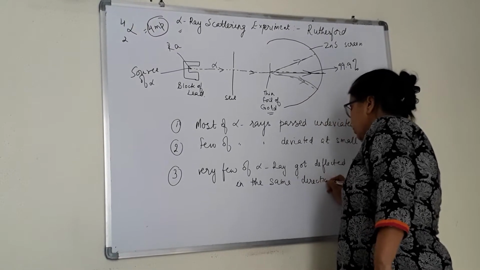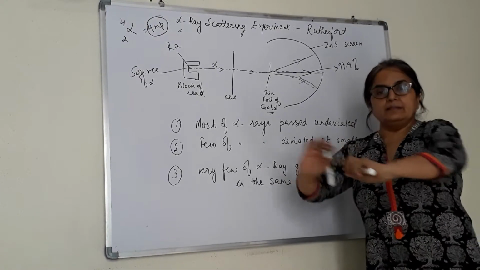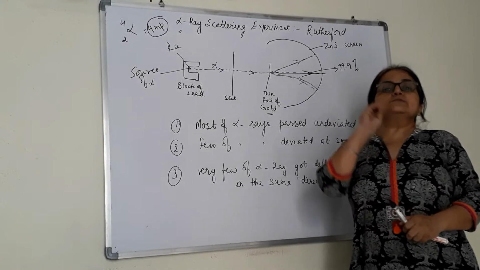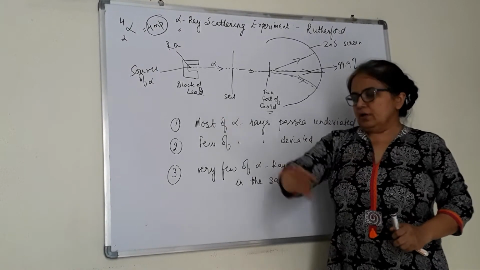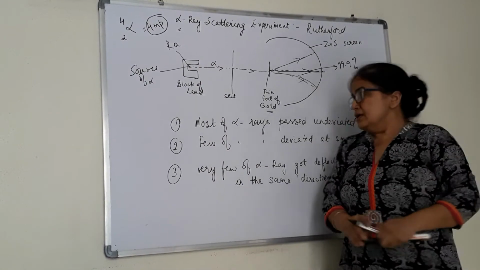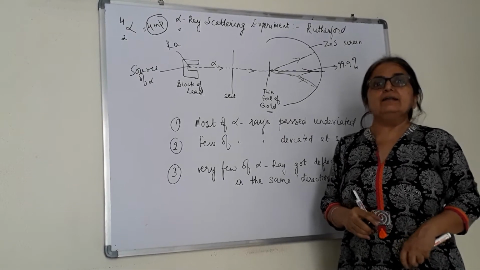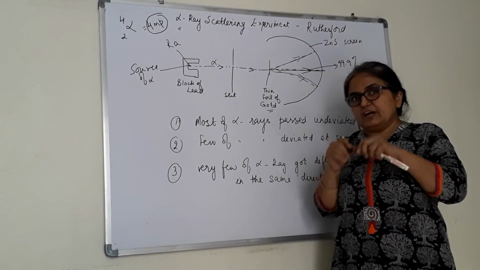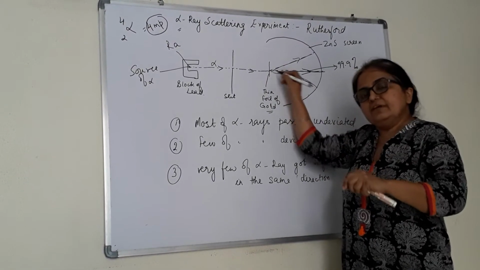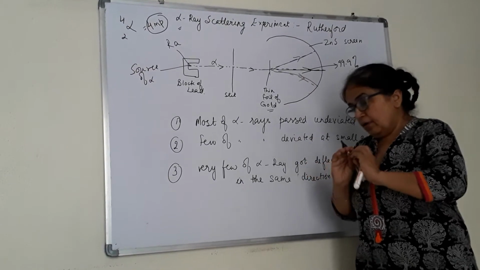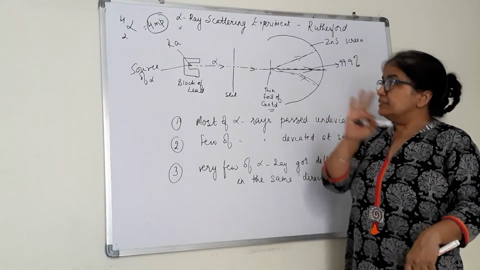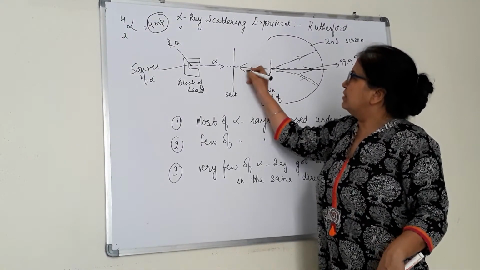When do you think this is possible? When they are hitting and then something is coming back in the same direction? When they must have hit something which is positive. Like when we throw a ball towards the wall, the ball hits that heavy wall and comes back. So what is the charge present on the alpha particle? Positive charge. So that positive charge on the alpha, when it is hitting the gold foil, there must be something positive within that atom on which the alpha rays are hitting. That is why they are coming back. Okay, so we can say very few of them also came back.